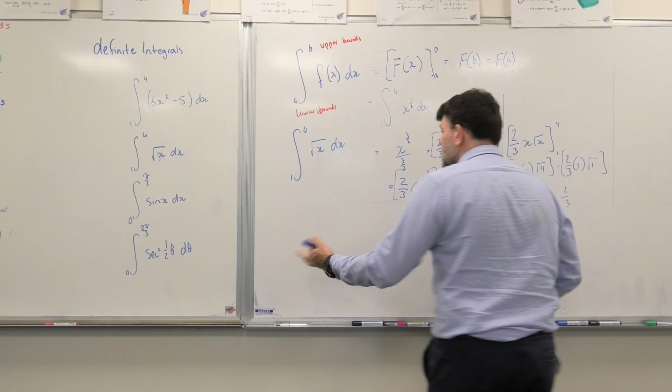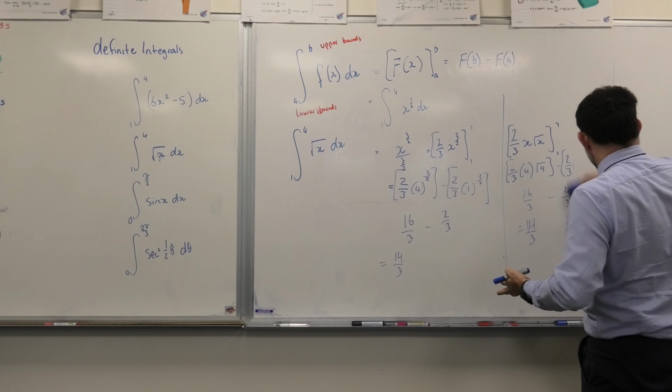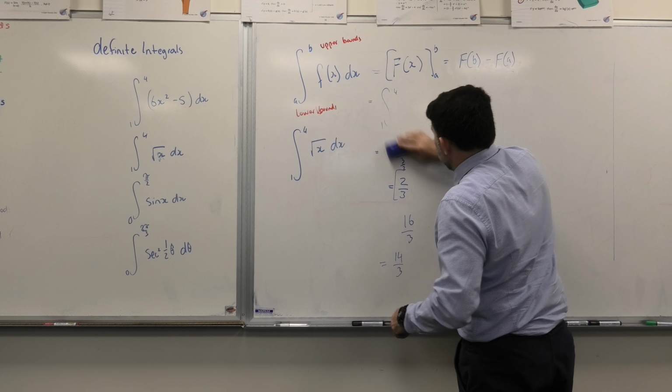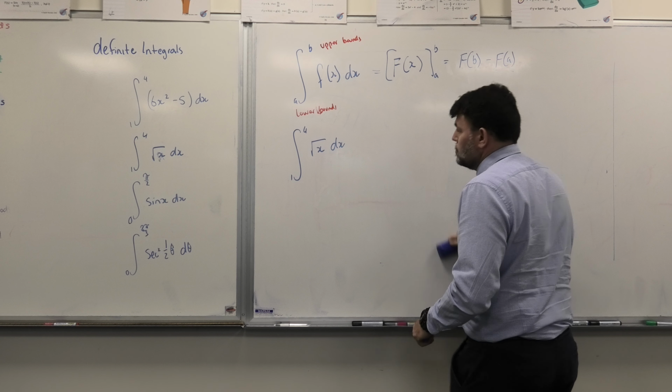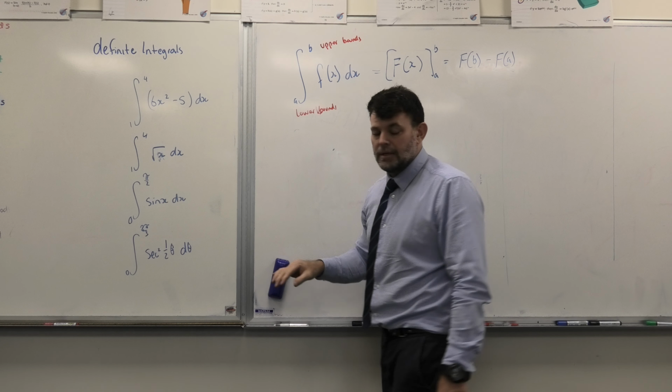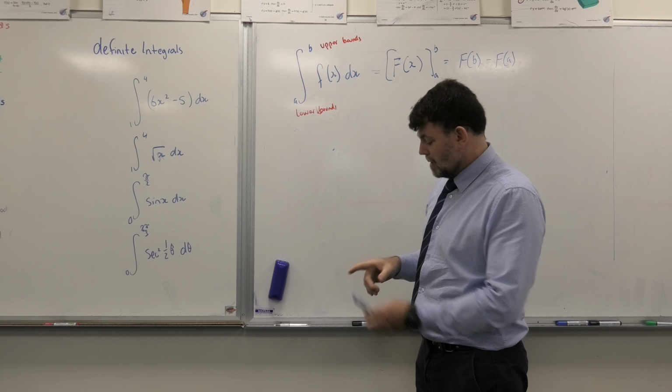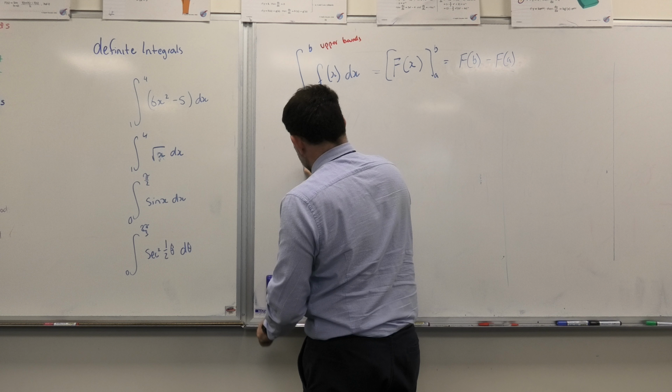Alrighty, let's have a look at the third example. We're going to get into some trig here. So remember, whenever we're working with trigonometry, the first thing you want to do is make sure your calculator is in radians. Second thing is get your brain thinking about that unit circle. So let's have a look at this here.